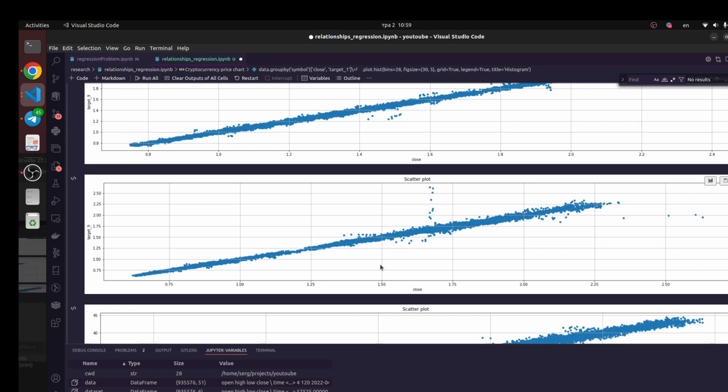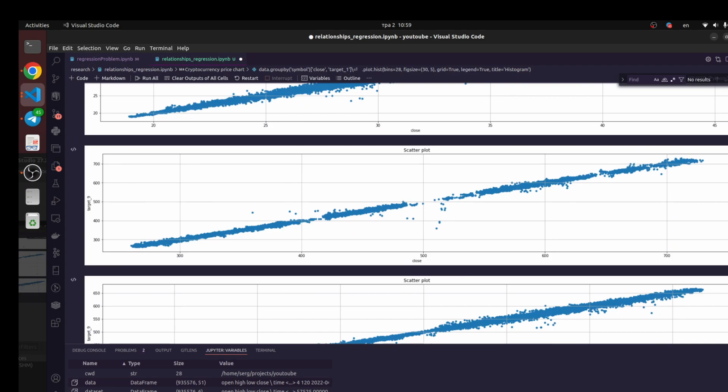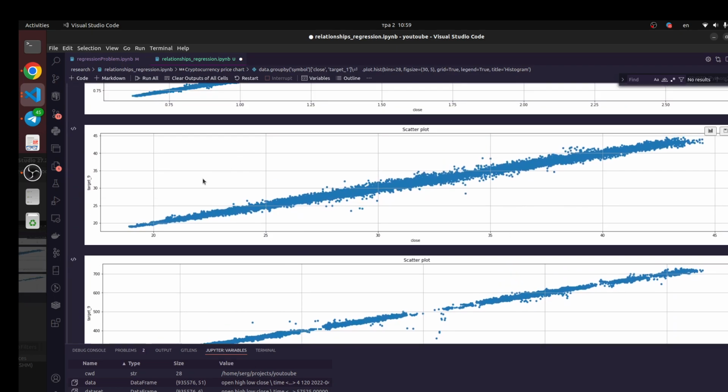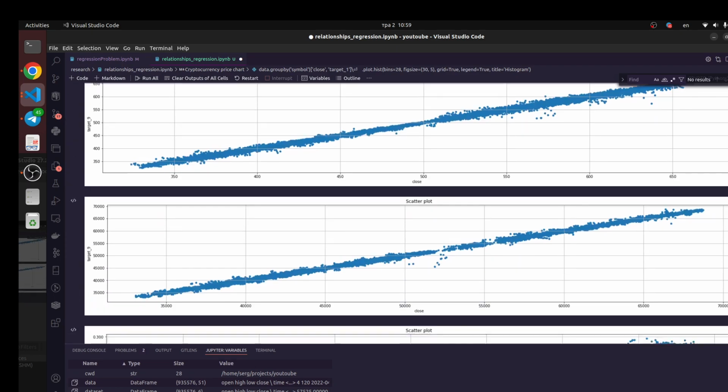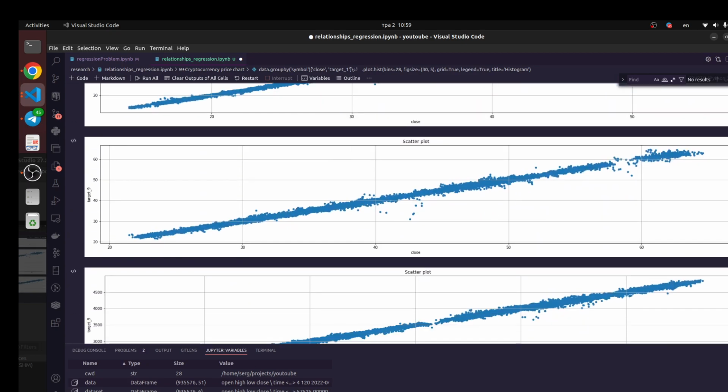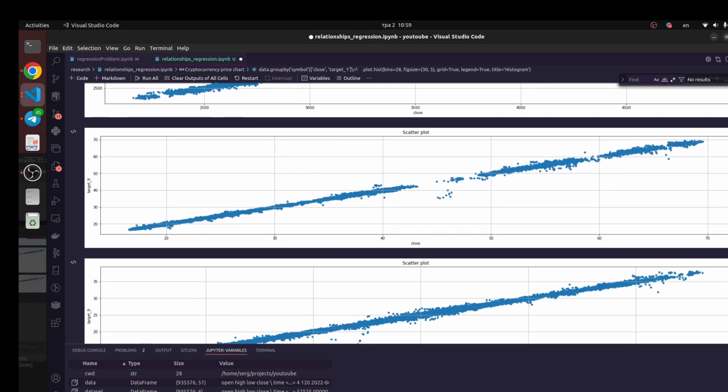I'm going to analyze what outliers are and why they happen in this period, because previously, when we had only target one, we had fewer outliers, but in this part of the range of this price, there are multiple outliers. It's very interesting. Okay, but in general, the linear dependency is saved.